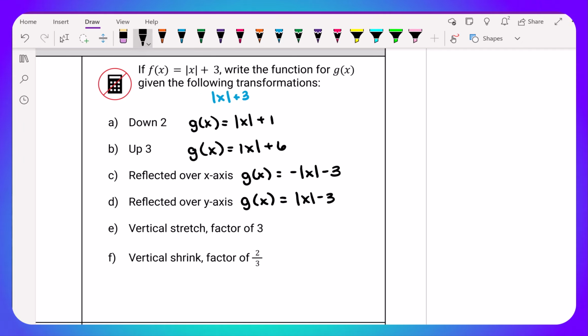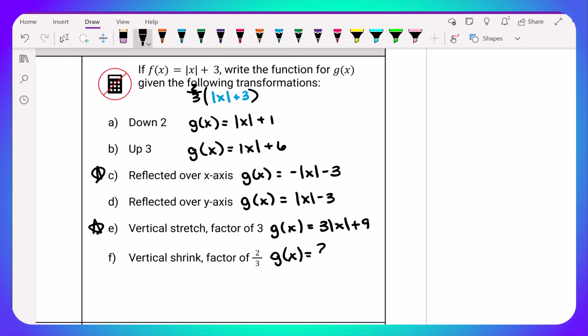Okay. Vertical stretch factor of 3, just like when we reflected it over the x-axis, you're going to have to multiply the entire function by 3. So that's going to be g of x equals 3 absolute value of x plus 9. And then vertical shrink factor of 2/3, same thing, except multiply by 2/3. So 2/3 absolute value of x plus 2, because 3 times 2/3 is 2.